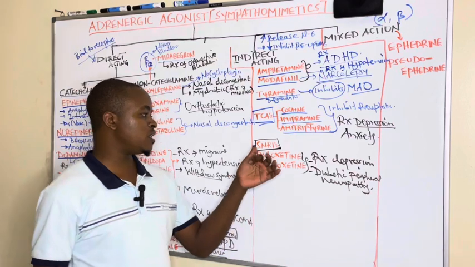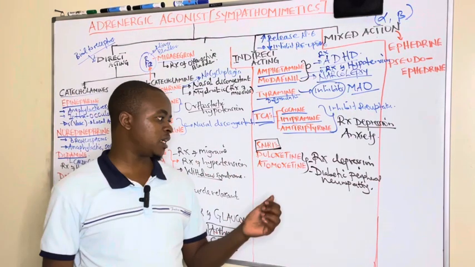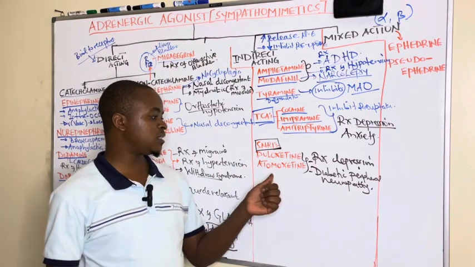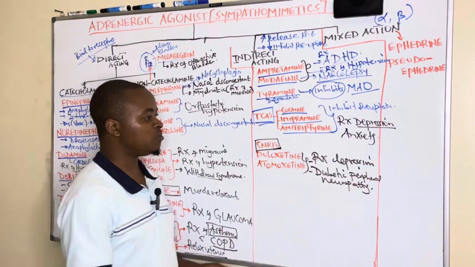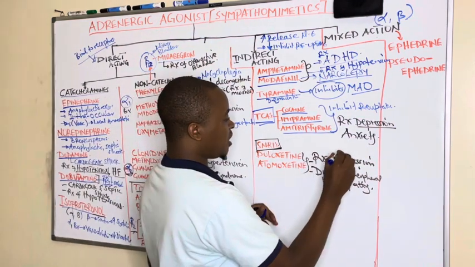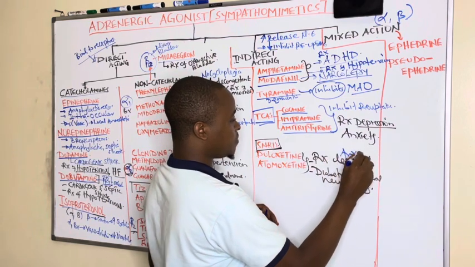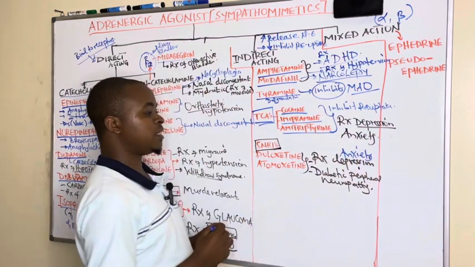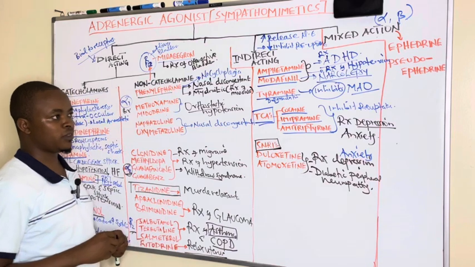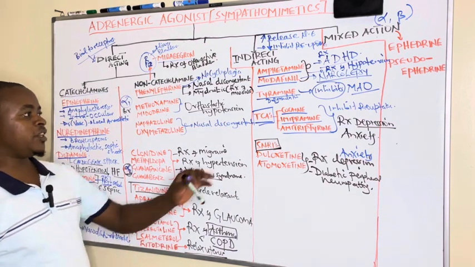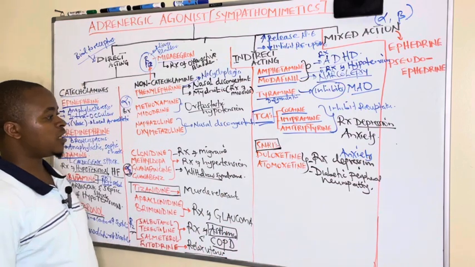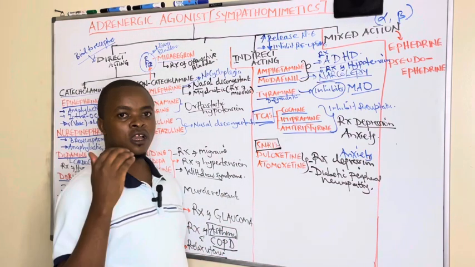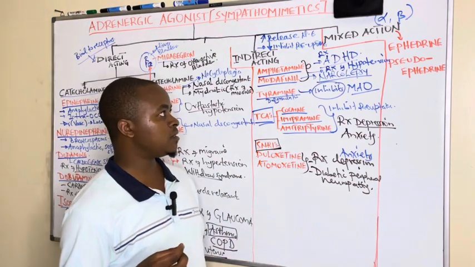So these serotonin norepinephrine reuptake inhibitors, like duloxetine and atomoxetine, are used in depression treatment, then treatment of anxiety, and diabetic peripheral neuropathy. So these are the indications of duloxetine and atomoxetine.